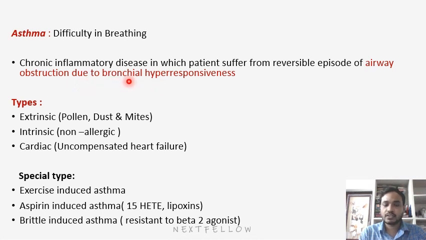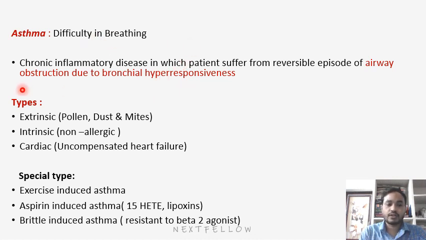An asthma patient will have bronchial hyperresponsiveness. Due to this bronchial hyperresponsiveness, the airway will get occluded, and this is a reversible episode. Once you treat, the patient will settle down. Again, if there is a trigger point, the patient will have bronchial obstruction. That's why it is a reversible episode. Due to this airway obstruction, the patient will not be able to breathe.